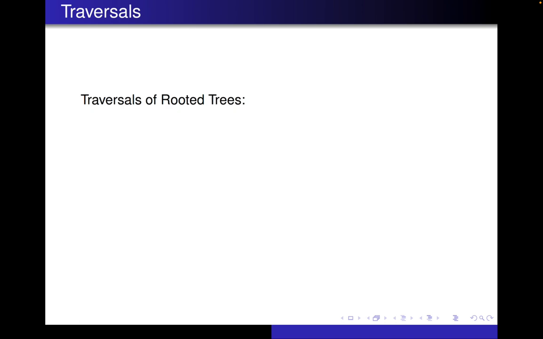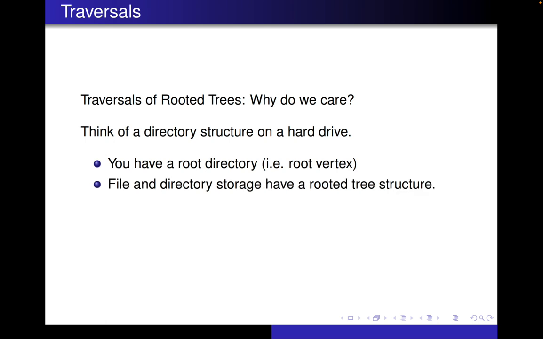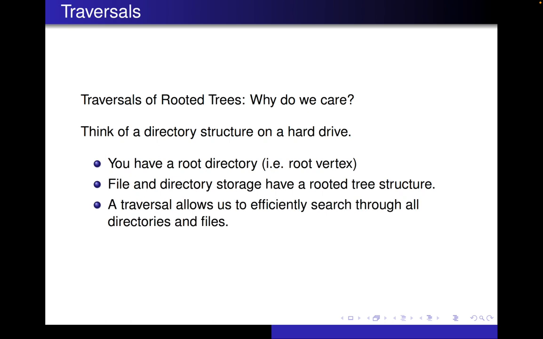So if we're looking at the traversals of rooted trees, one might question why we care about that. Well, a common application of that is thinking about the directory structure of a hard drive of a computer, right? So in each computer you have what's called a root directory, and we call it a root directory for a reason, because that's actually the root vertex of a tree that has a rooted tree structure. So if you think about how the files and directories are organized in this, they have a rooted tree structure. And so if you can find a traversal of rooted trees, that will allow you to efficiently search through all directories and files, which is a useful thing to have.